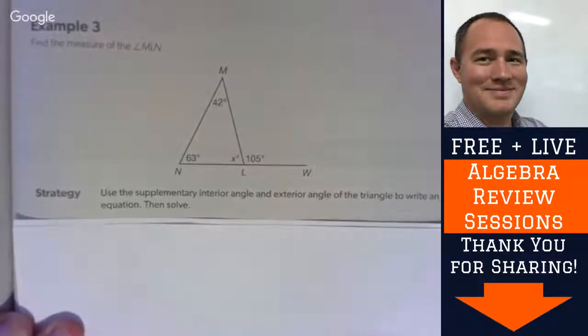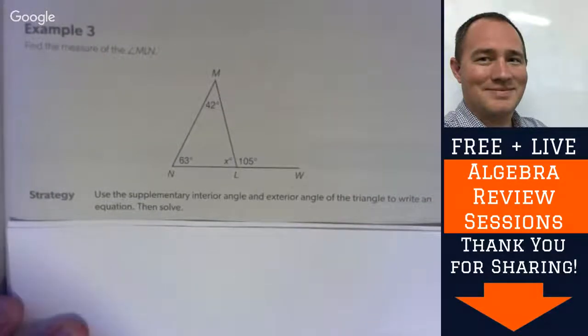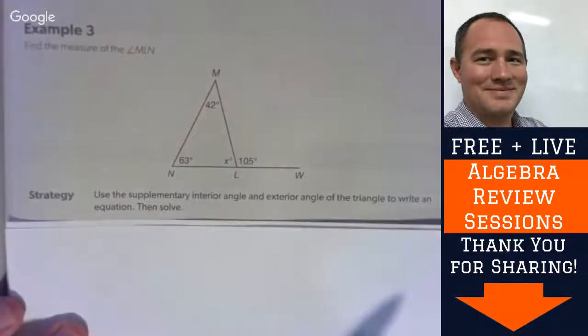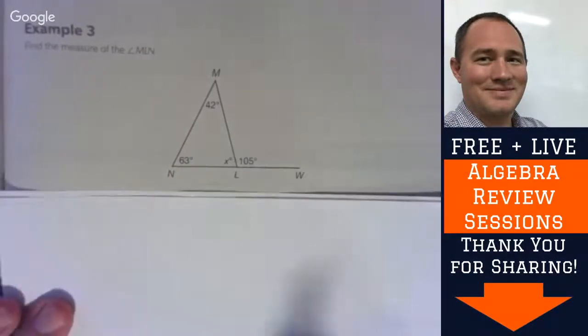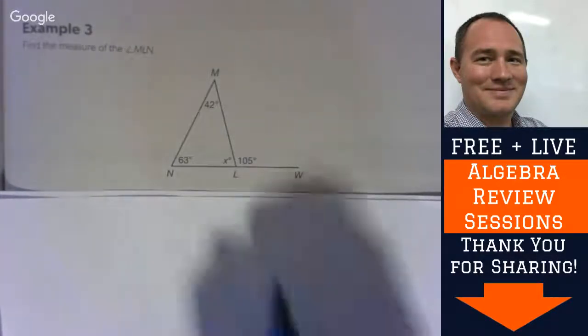Okay, so let's use the supplementary angles, interior angles, and the exterior angle of the triangle to write an equation, then solve. So to find the measure of angle MLN. Okay, so that's the strategy we just learned about the supplementary and complementary angles.